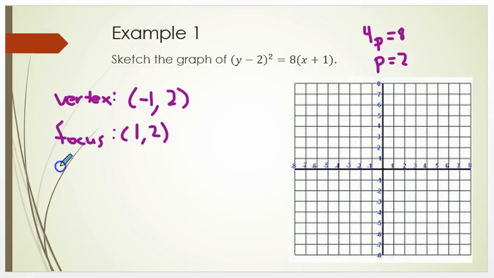And the last piece of information I want is the focal width, which is just the absolute value of the number out front. So if you take the absolute value of a +8, it's still a +8. So for the actual graphing part, start off by plotting the point of the vertex. So that's left 1 and up 2.